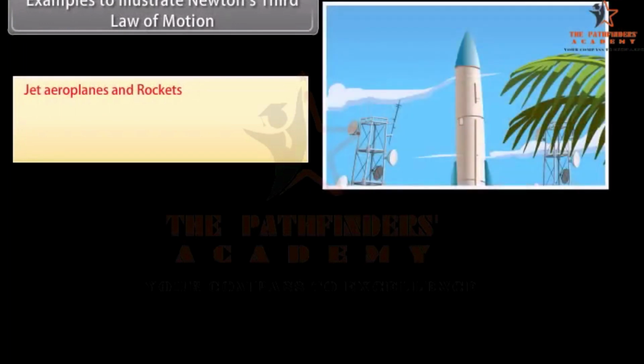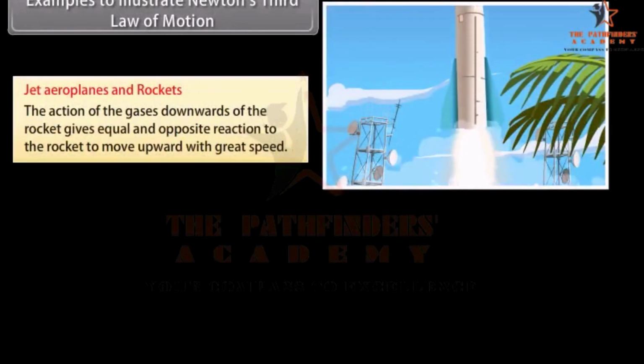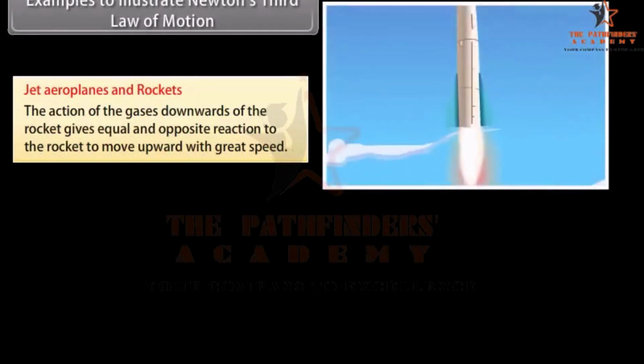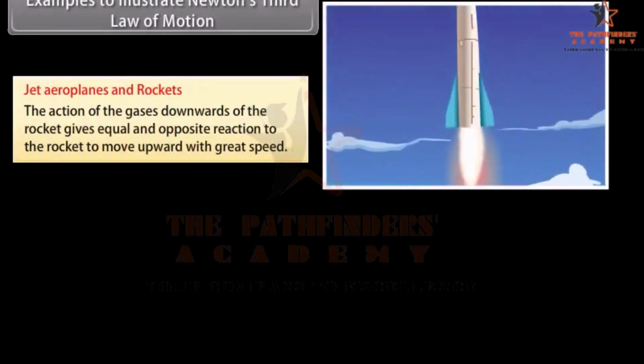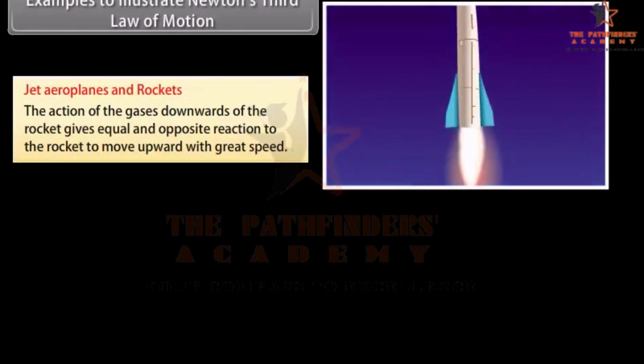Jet aeroplanes and rockets. The action of the gases downwards of the rocket gives equal and opposite reaction to the rocket to move upward with great speed.